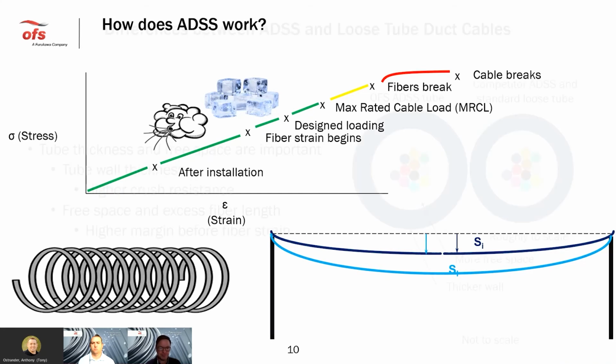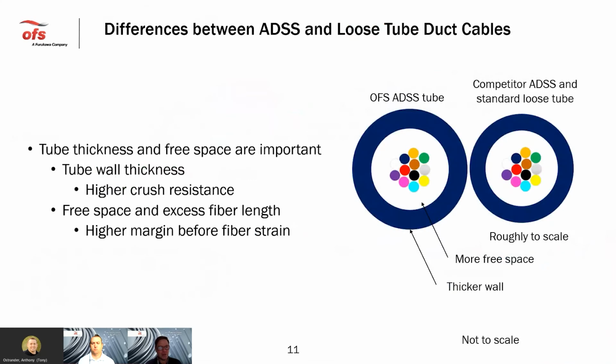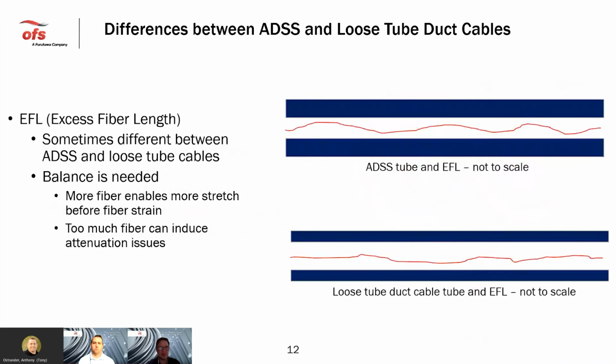So some of the differences, to the deeper design: the ADSS tube is a little bit thicker, and that gives a little bit more crush resistance versus a standard loose tube, and also it has a little bit more free space and excess fiber length, and so that gives you a little bit more margin before you start to see strain on the fibers.